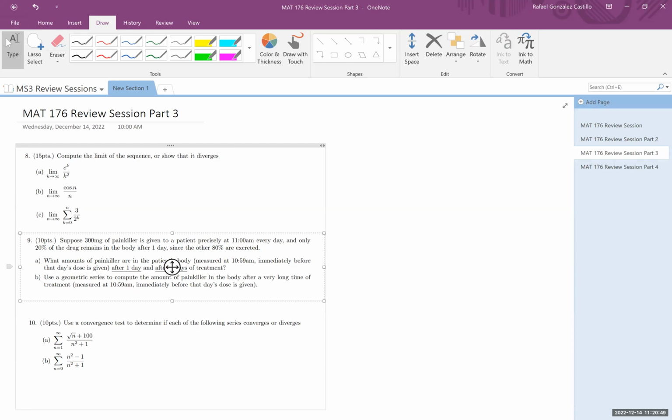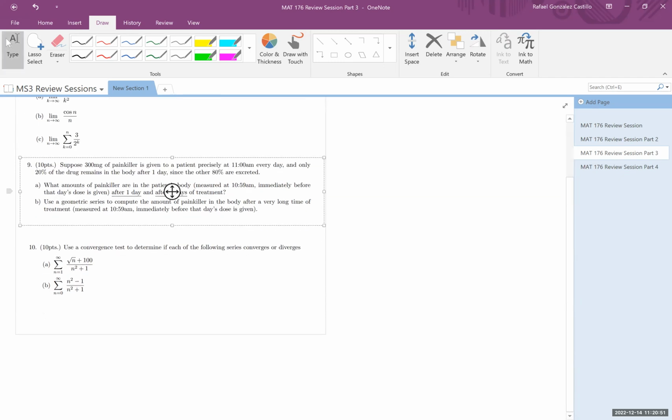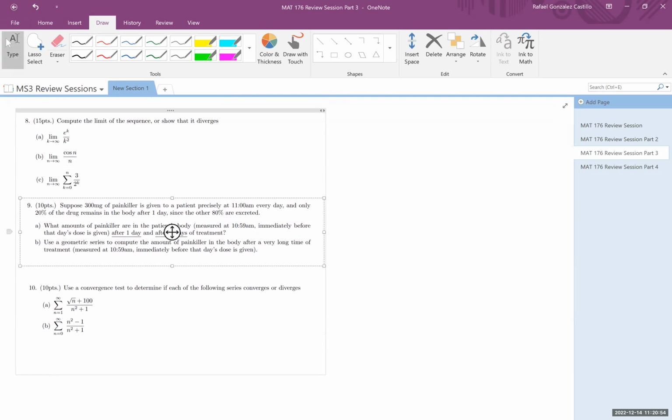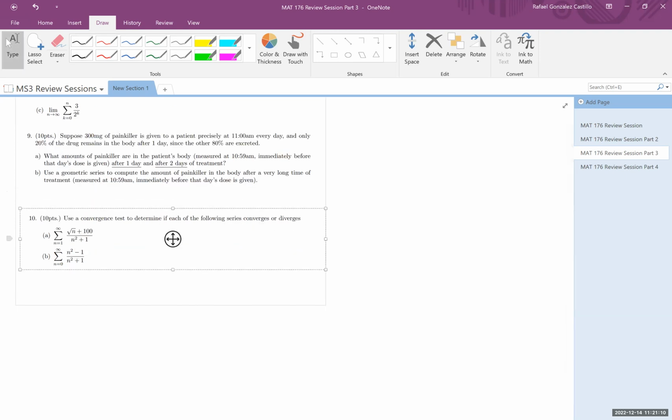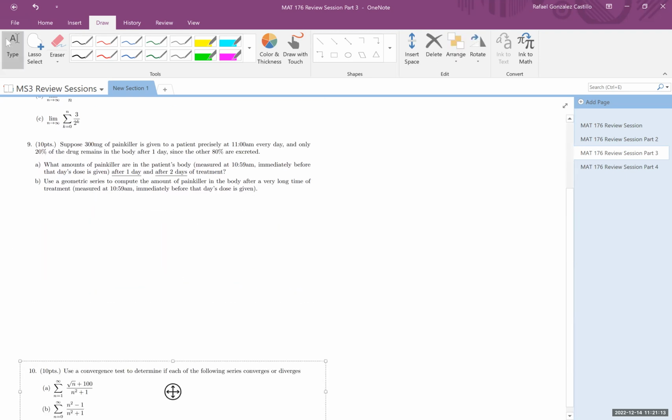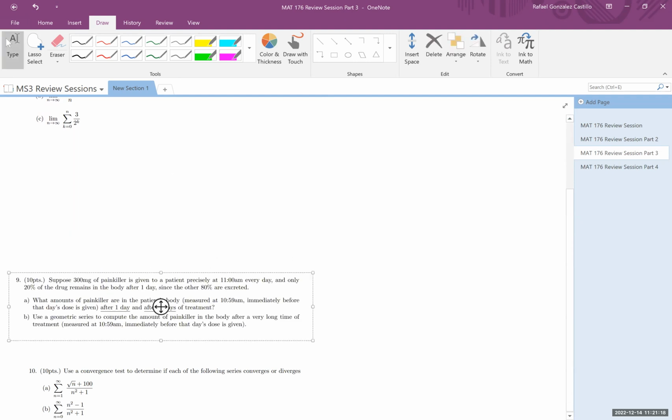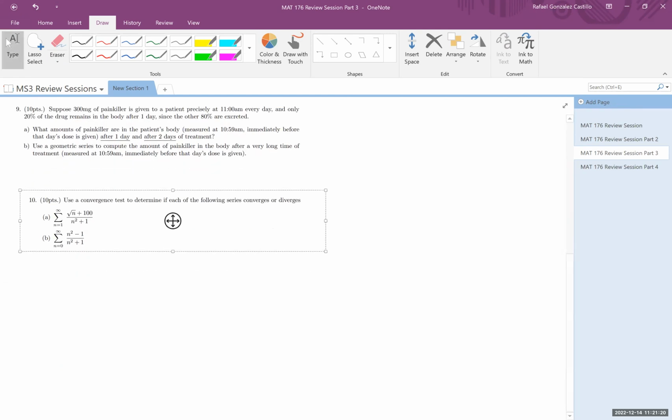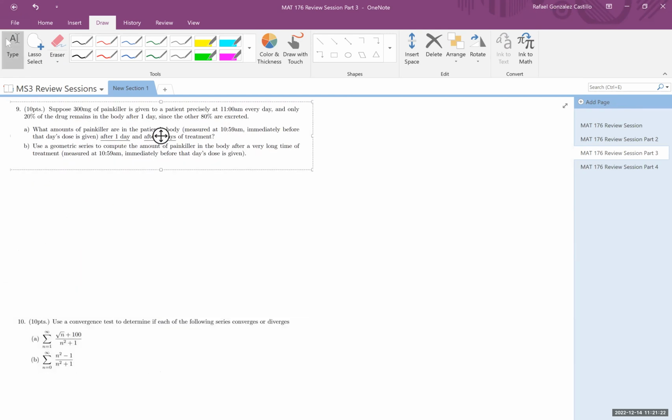But problems 8, 9, and 10 all deal with convergence of sequences and series. Problem number 8 deals with computing the limit of sequences and showing that they converge. Problem number 10 is using the convergence tests to show that the series converge or diverge. Problem number 9 is kind of a funky problem because it uses, that's the one that I forgot, the geometric series test. So problem number 9 uses the geometric series to solve that problem.